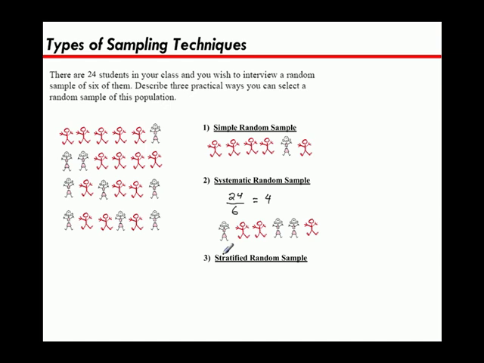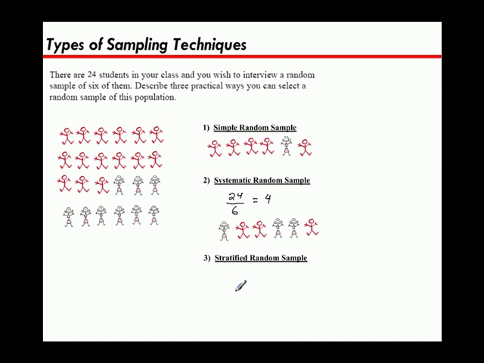This last technique is called stratified random sample. Stratified because I divide my population into what are called strata. Now this could be categories. In this case, I could have males and females. So let's divide the class up into male and female.